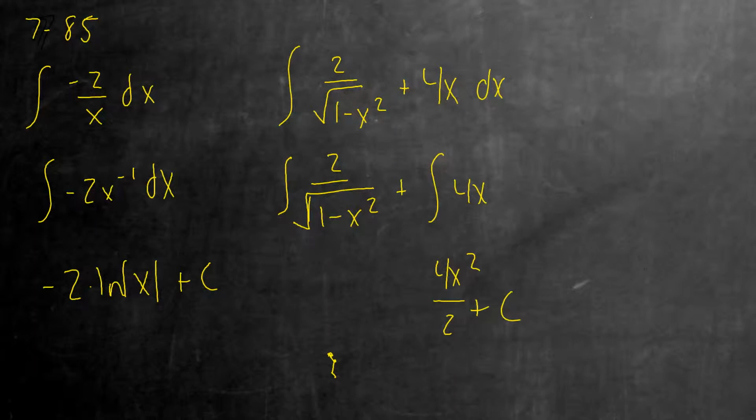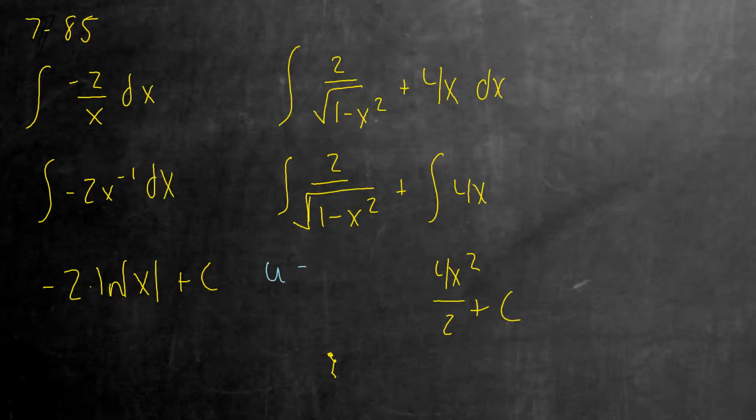When we look at the first one, you may be thinking u substitution, but if u is going to be 1 minus x squared, then du is going to be something with a 2x in it, which I don't actually have here. So because there's no chain rule to undo here, a u substitution is not going to work.